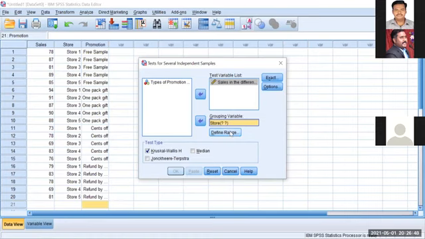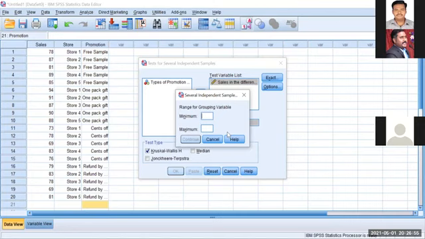Defining the value, what is the value you are assuming for the 2 factors? 1 is for 1, 2 is for 2. But here in range you have to give the minimum and the maximum. How many stores are there? 5 stores are there. So what is the minimum? Minimum is 1, maximum is 5. That we have to give here in Kruskal-Wallis. Suppose there are 4 factors only, sir, then minimum 1, maximum 4.